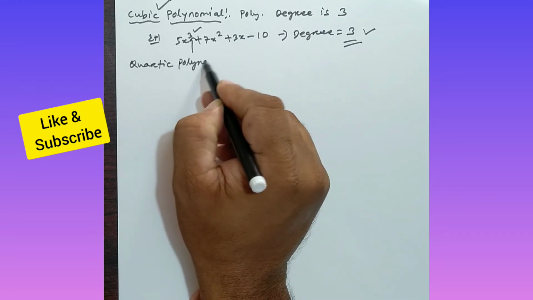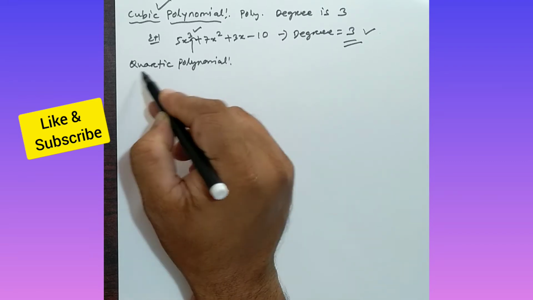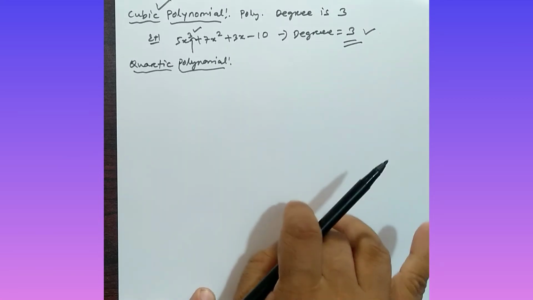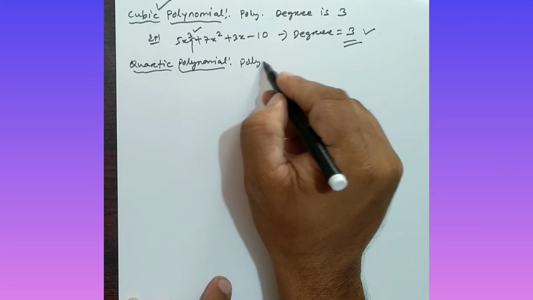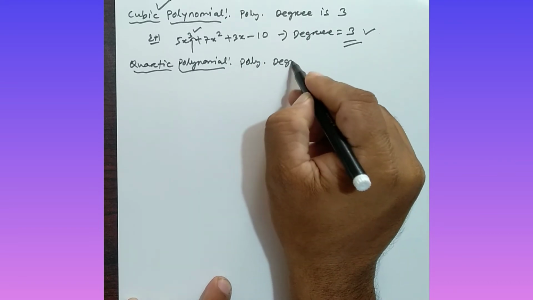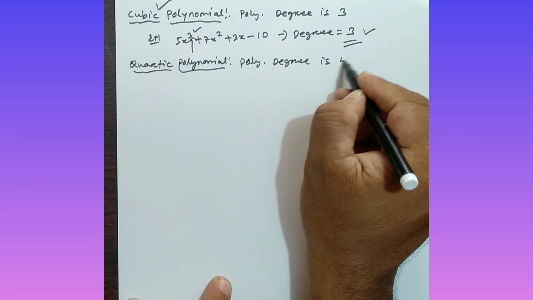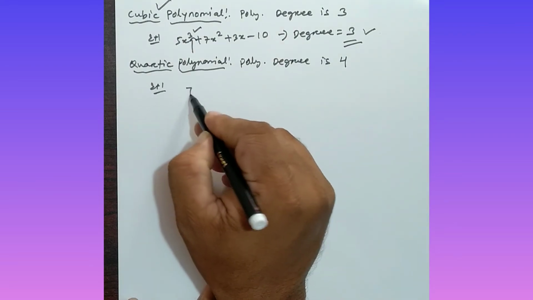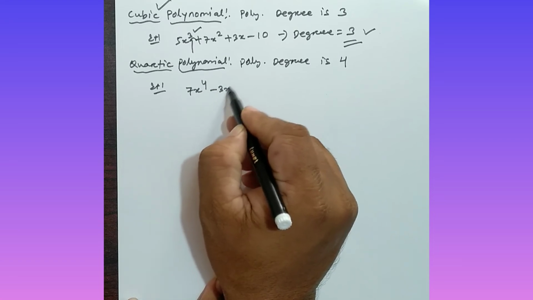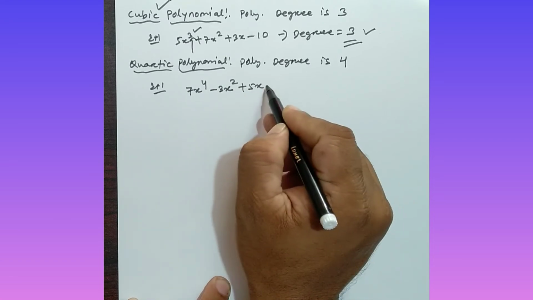The next, quartic polynomial. So what is the meaning of quartic polynomial? Very simple thing. A polynomial which has degree 4 is called a quartic polynomial, right? The example, let's suppose I'm saying 7x to the power 4 minus 3x square plus 5x plus 10.